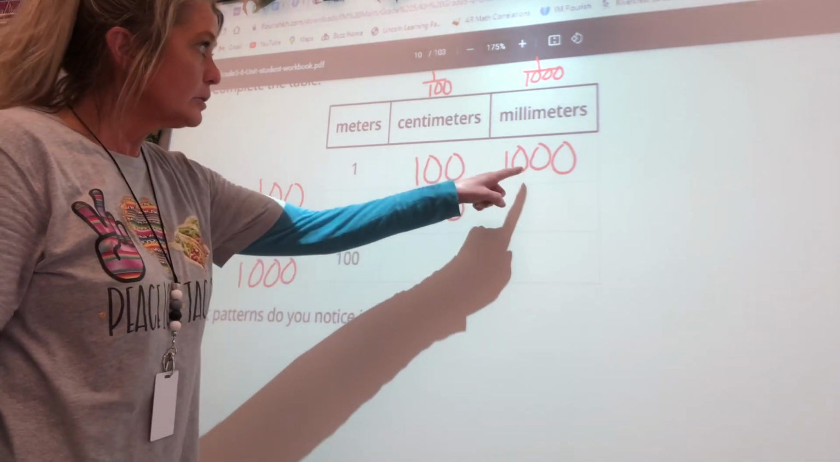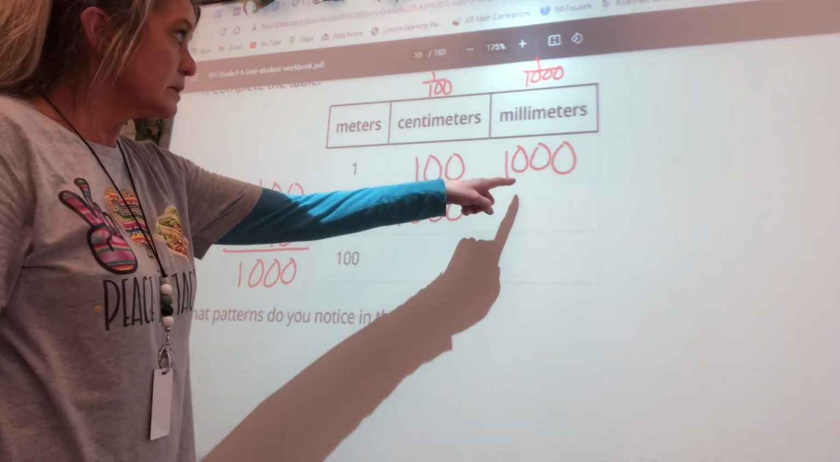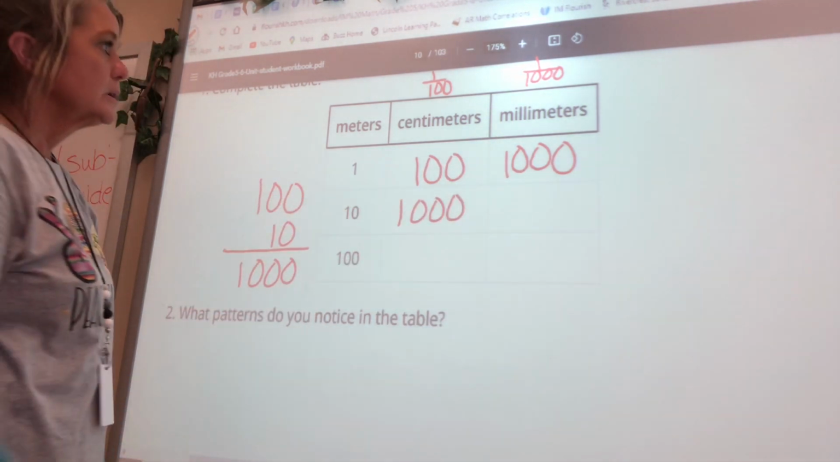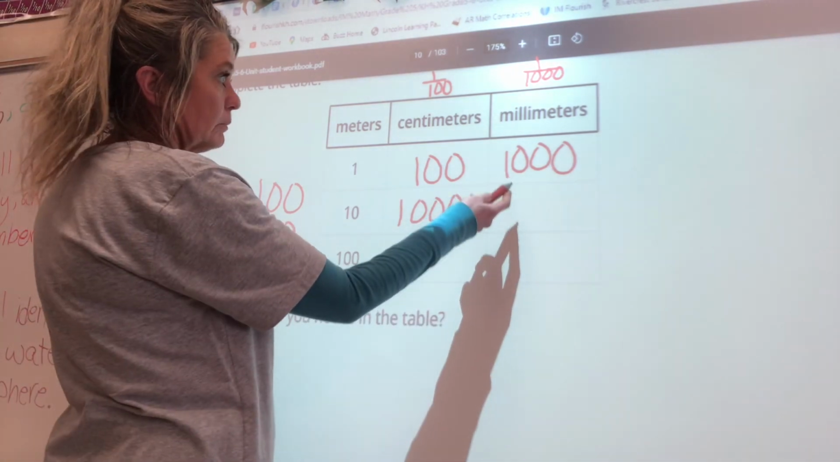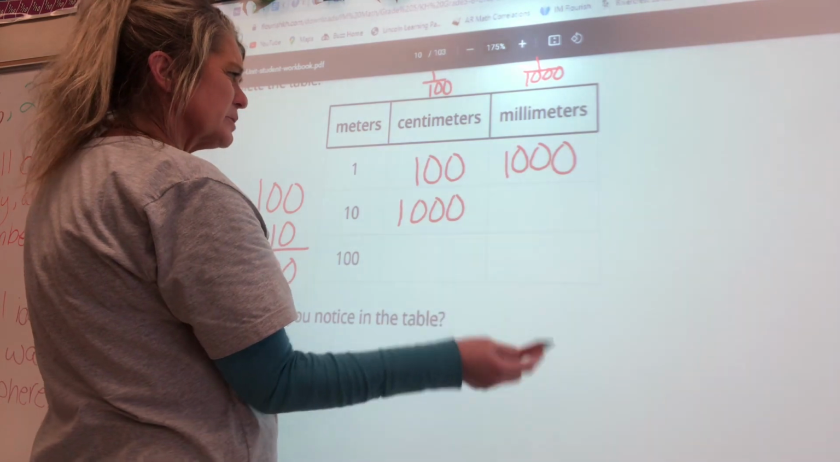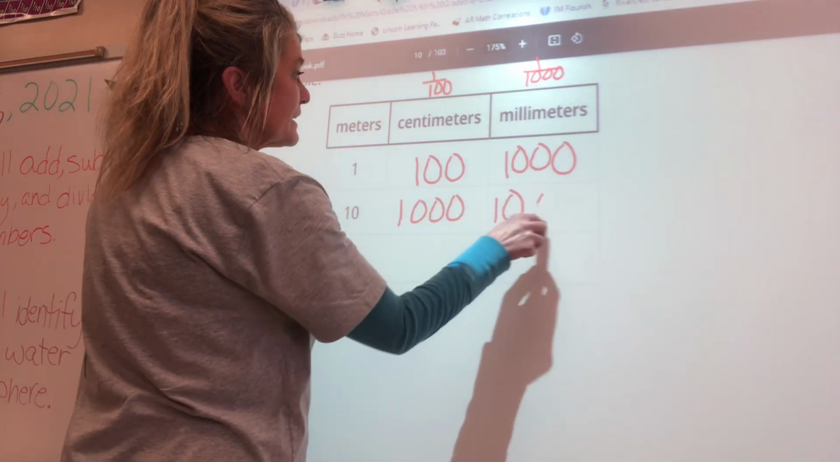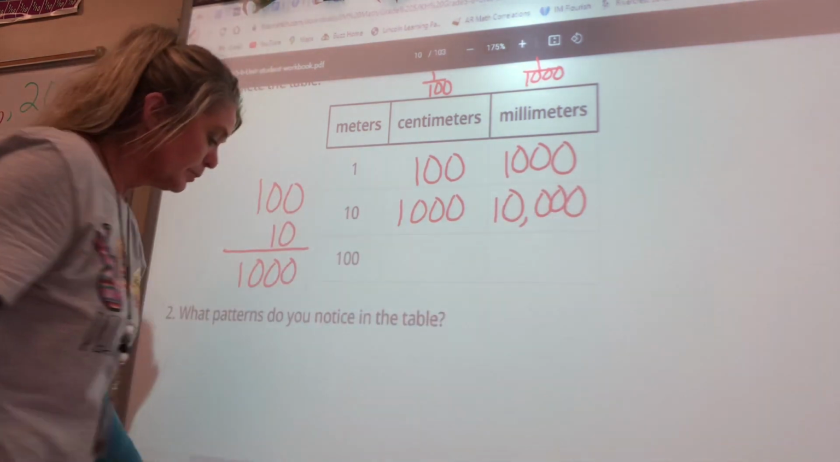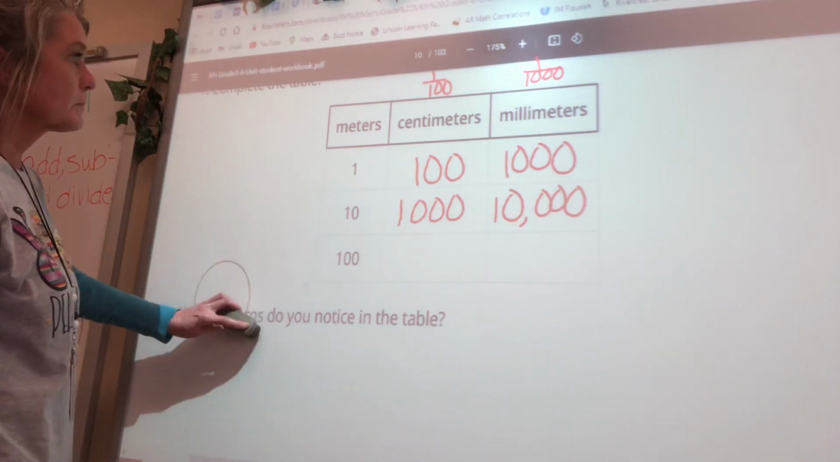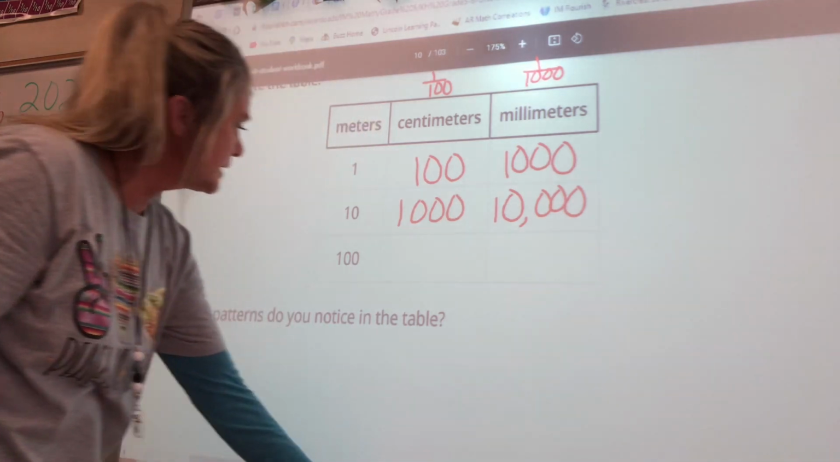And if 1 meter was 1,000 millimeters, it would be 10 times that much. So 1, 2, 3, and another 10, another multiple of 10. So it would take 10,000 millimeters to equal 10 meters.